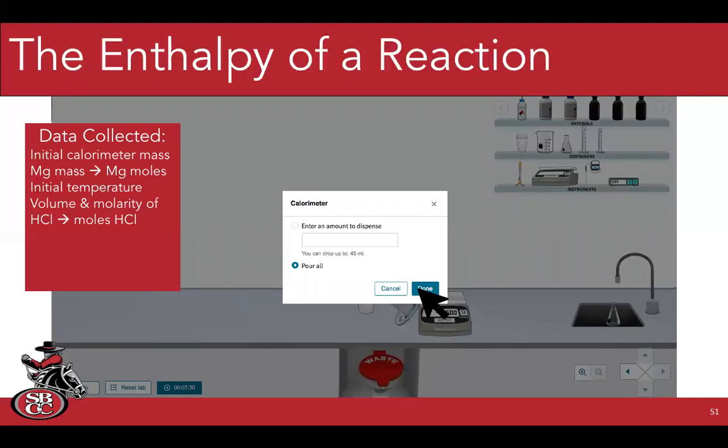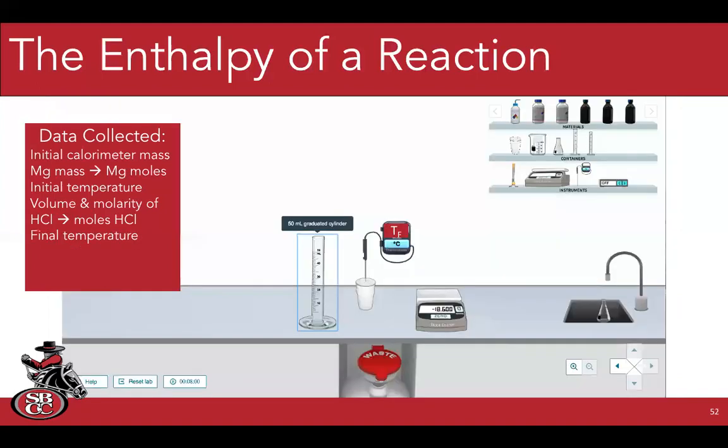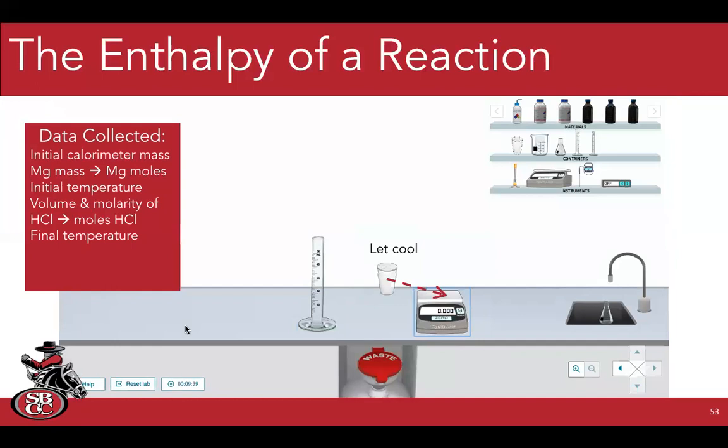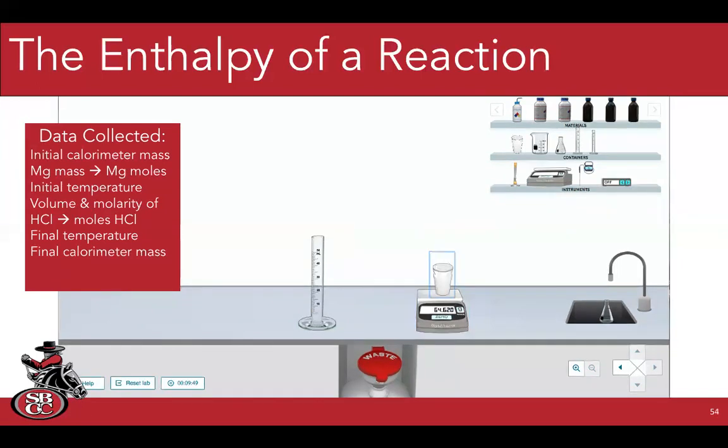You want to start your reaction. So you're just going to drag the HCl over your calorimeter and transfer all. And you'll see a T final appear, and you record that final temperature. After you get your final temperature and you're satisfied with it, you will then return the thermometer to the shelf. You'll let your calorimeter cool until it's room temp, and you can place it on the balance. And you can get a final calorimeter mass, and then you can subtract those to get the mass of the solution.